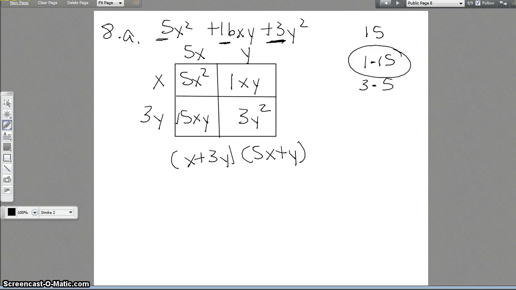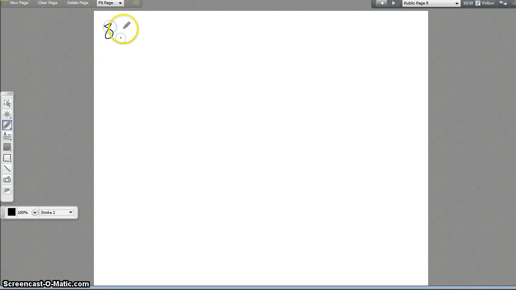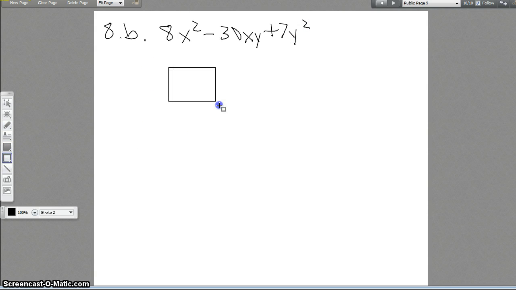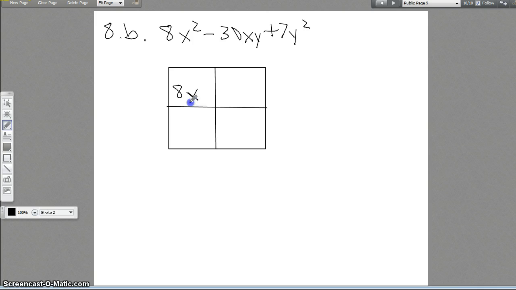Okay, so the next one we're going to try is 8b. 8b says 8x squared minus 30xy plus 7y squared. Our greatest common factor is 1, so we don't have to factor anything out. I'm going to draw my grid. And we know that in the top left box, we'll put 8x squared, and in the bottom right box, we will put our 7y squared.